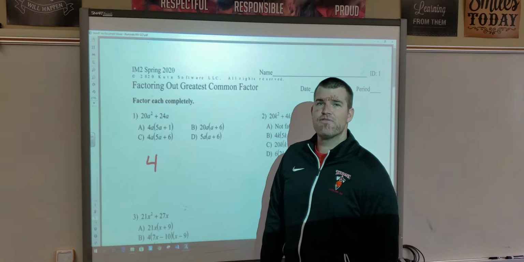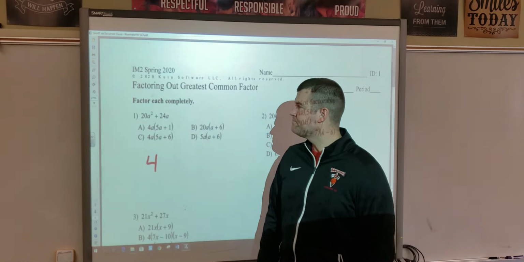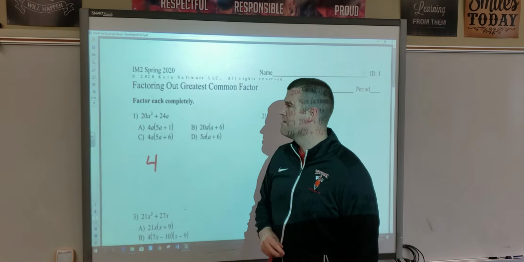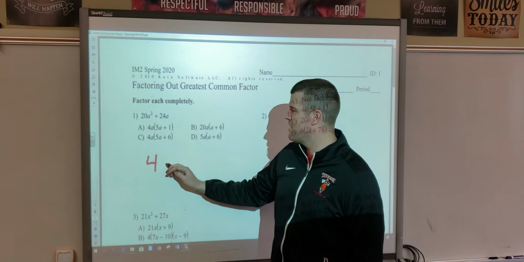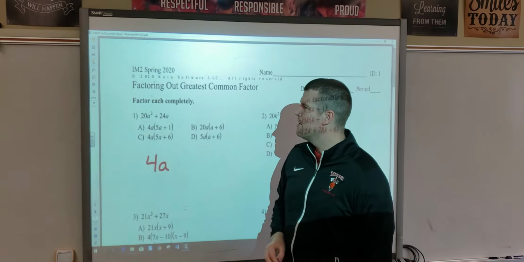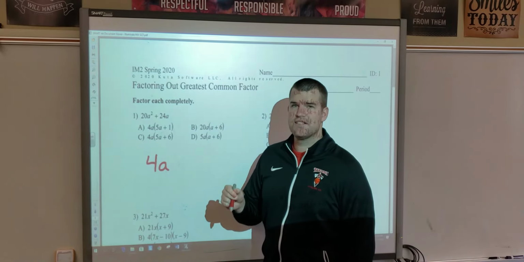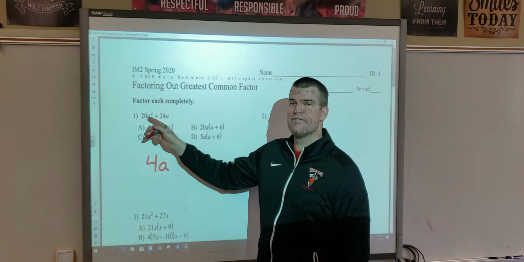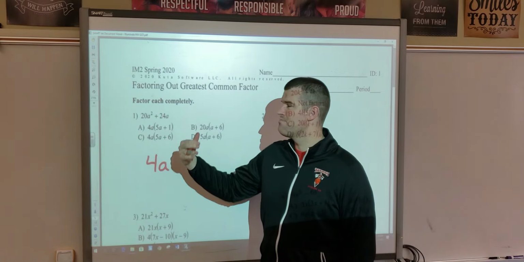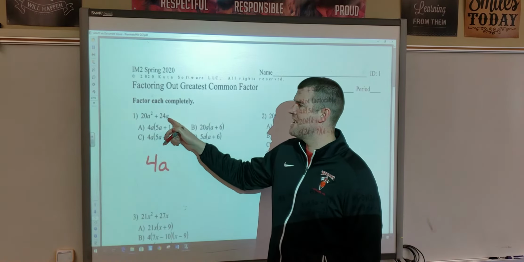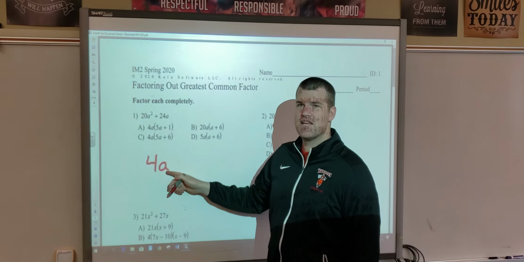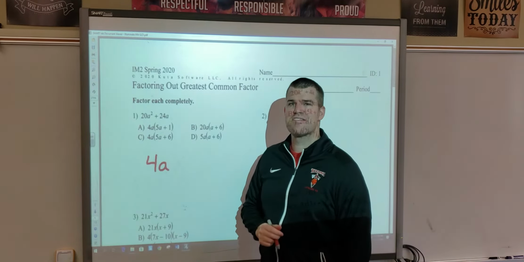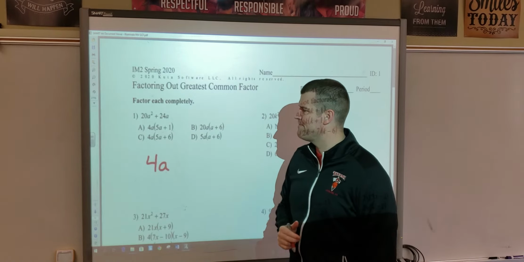Then you have to look to see if they both have the same variable. Both a squared and a are present in those terms. So since they both have an a, we can take out an a as well. When we decide how many variables we can take out, or what exponent to put on that, we can take out whichever one has the fewest of that exponent, so the smallest exponent. Since this one is a to the first, the most we can take out is a to the first. So 4a is called our greatest common factor, GCF.